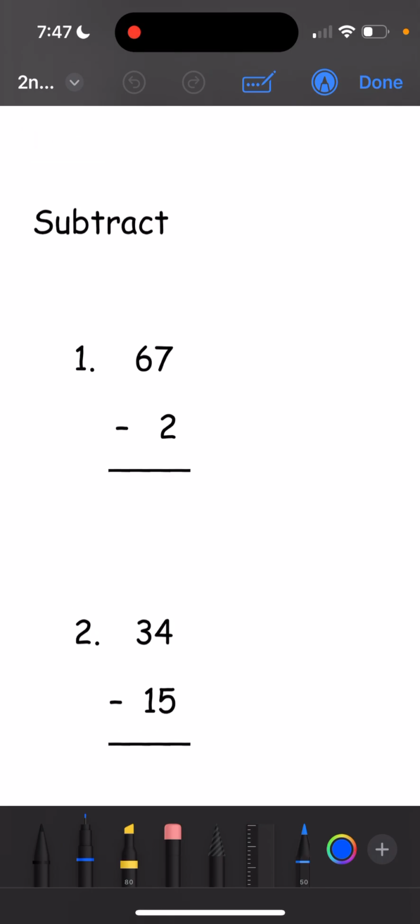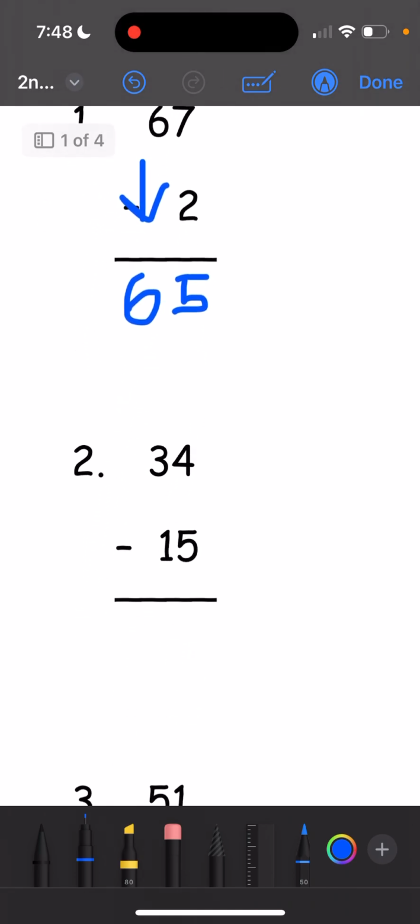Let's subtract the ones first. So the ones is the 7 and the 2. What is 7 minus 2? 7 minus 2 is 5, so in the ones place we're going to write 5. And in the tens place, there's no tens with the 2, so the 6 is just going to come right down because there's no other number in the tens place. So the answer is 65.